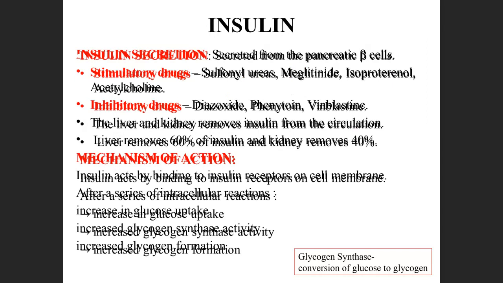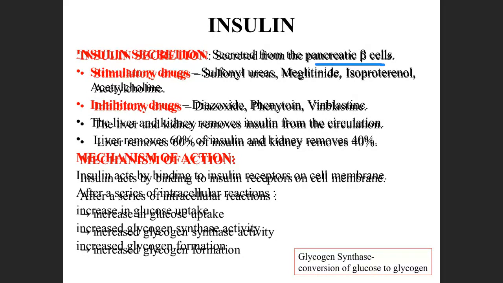Now we will see about insulin. We have already seen about diabetes. What are the types of diabetes? What are the risk factors? What are the symptoms of diabetes and how to diagnose it? Now coming to insulin. As I told you, insulin is secreted from the pancreatic beta cells.